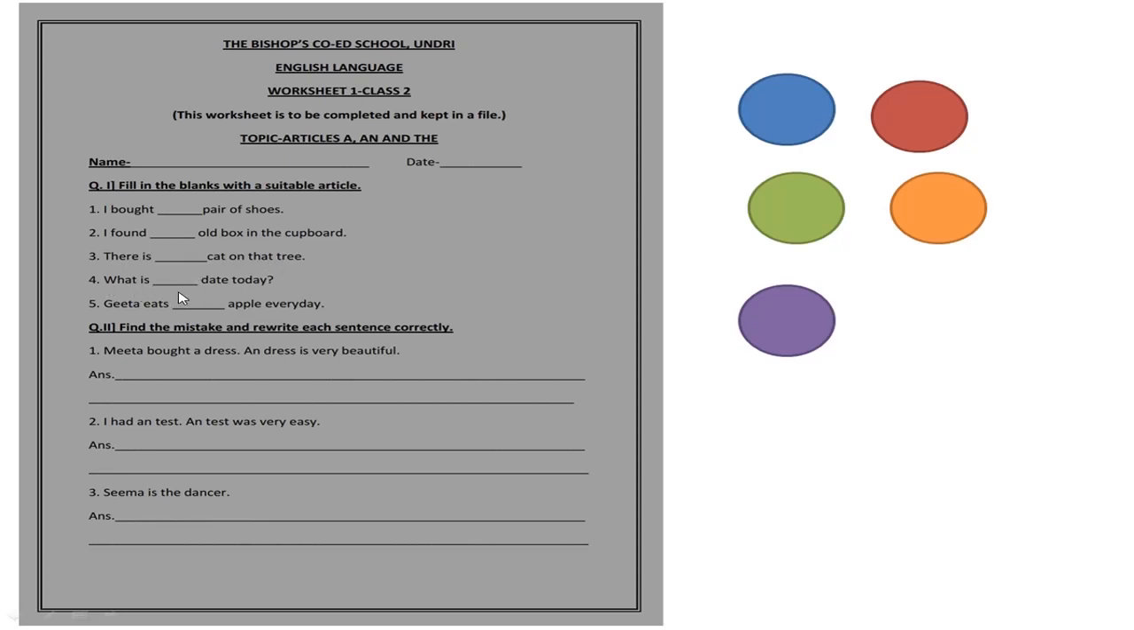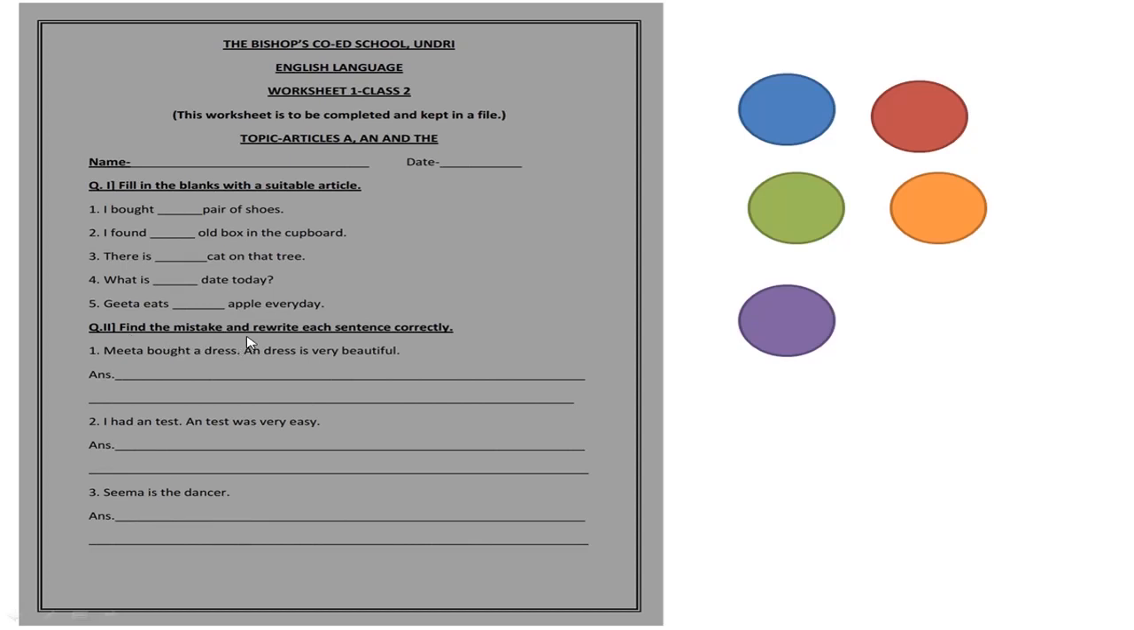What is dash date today? What is the date today? Because it is a particular day, right? Today is a particular day. So it is a particular date also. What is the date today? Geeta eats an apple every day. Geeta cannot eat the apple every day because a particular apple she cannot eat every day, right? So Geeta eats an apple every day, right? Now, question number 2.